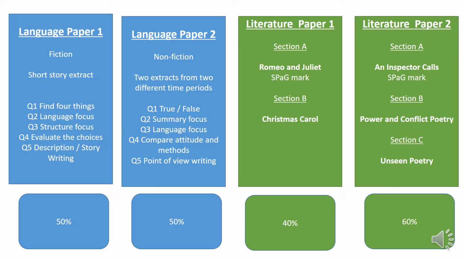A quick reminder, this is all looking at paper 2 of the literature and the one with the most marks to gain on it. There are 3 sections and we're looking at section B, the power and conflict, and we're just looking at cluster 2 poems, the poems to do with setting.